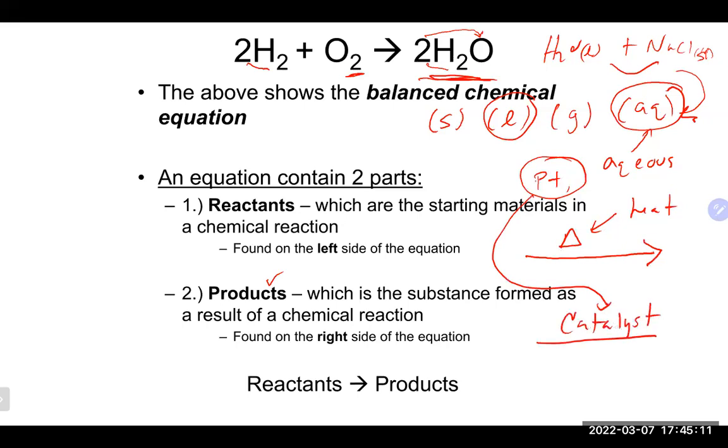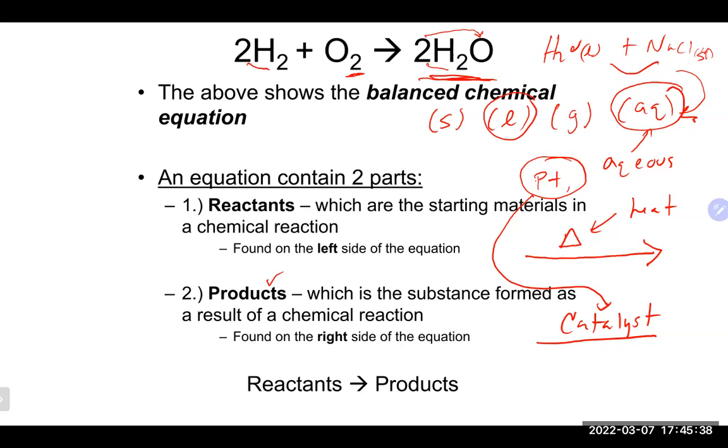And a catalyst is something that is added to a chemical reaction basically to speed up the chemical reaction. It's not a reactant. It's not a product. It actually does not get used up in the reaction. It is really there just to facilitate, in most cases, that reaction occurring a lot faster than it would if you didn't put it in. So that's why sometimes we see it up on top of the arrow.